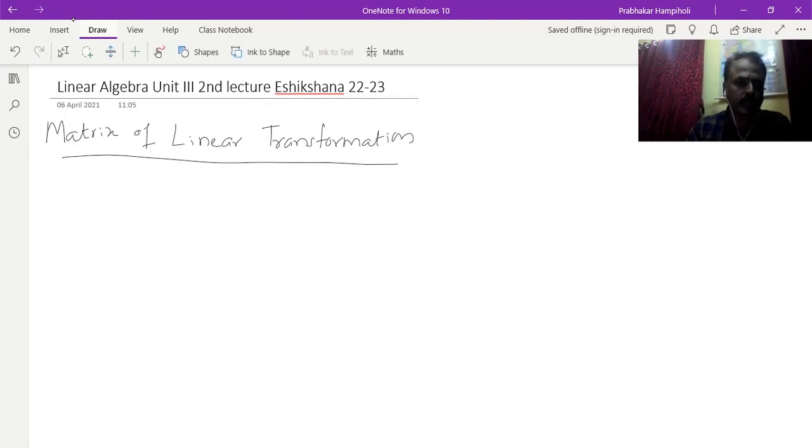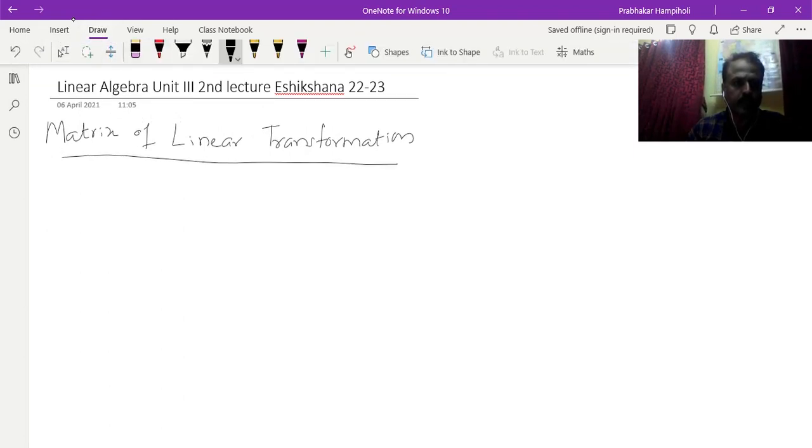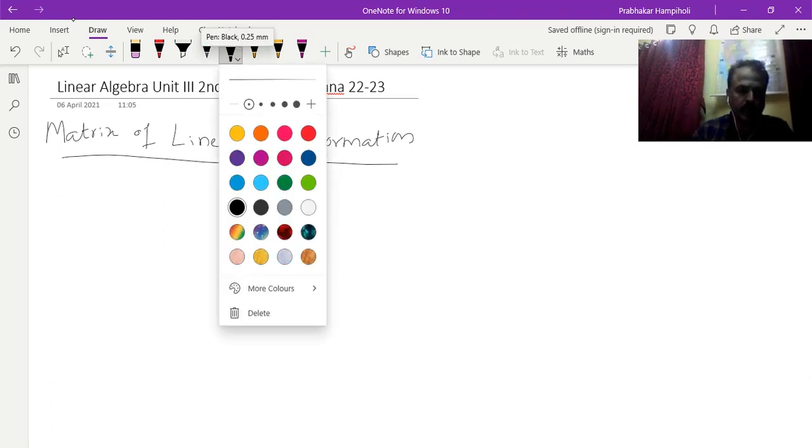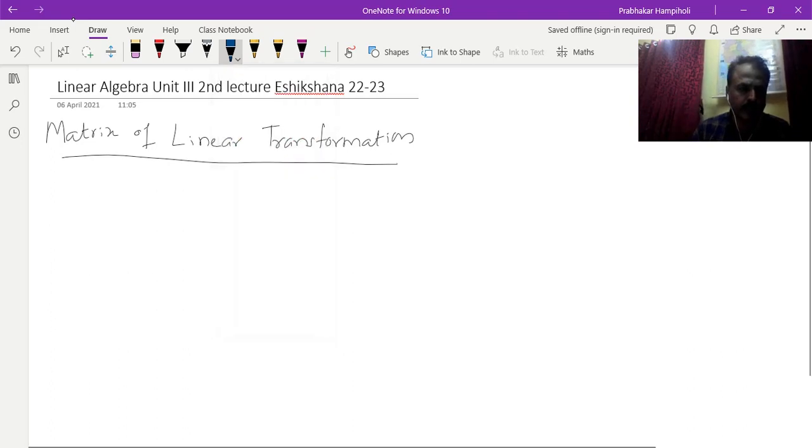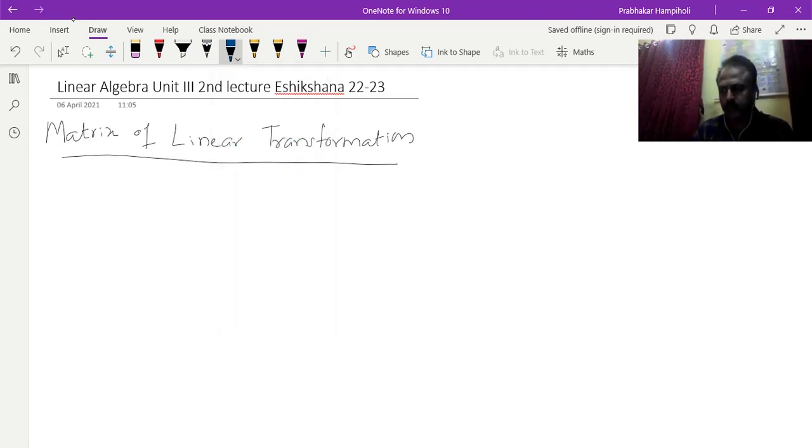because we are replacing matrices by linear transformations, and thereby of course both become interchangeable. That is very much observable. In the first lecture you saw that a linear transformation is nothing but a function which is connecting one vector space to another vector space.